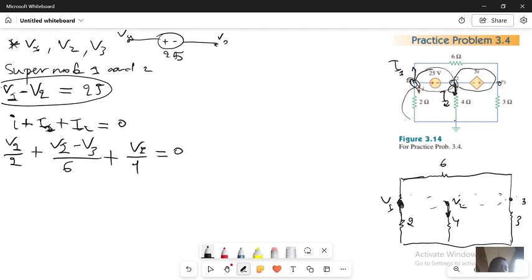Now I have 2 multiplied by 6, which is 12. So I will have 12 divided by 2. 2 multiplied by 6, I don't need to take the 4 because 2 multiplied by 6 is the common multiple between those. So I will have 12 divided by 2, which is 6V1, plus 12 divided by 6, which is 2, so 2V1 minus 2V3, plus 12 divided by 4, which is going to be 3.